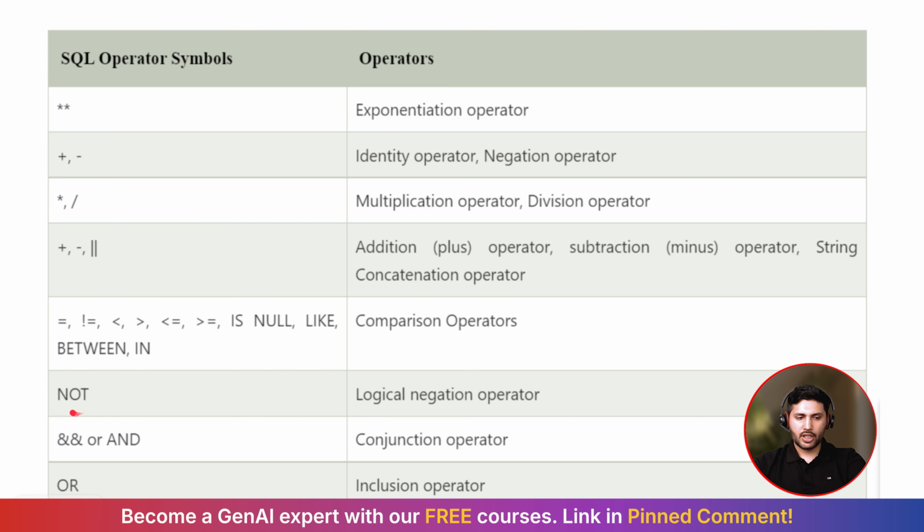Not is a logical operator, meaning not equal to. And, or single and, is used as a conjunction operator, while or is used as an inclusion operator. So AND is used for a condition where customer name is equal to Raj and his age is greater than 18. Both conditions have to be true. With OR, customer name is equal to Raj or age is greater than 18. Either of the conditions has to be true. So that is how it works.